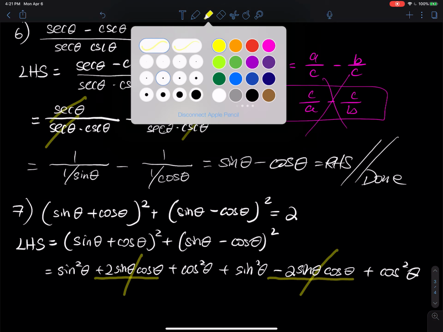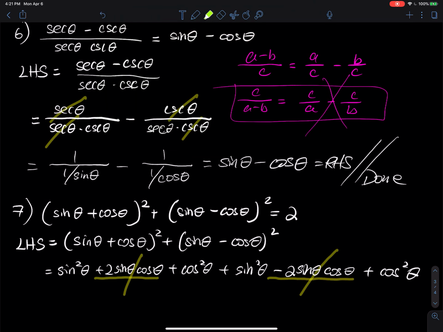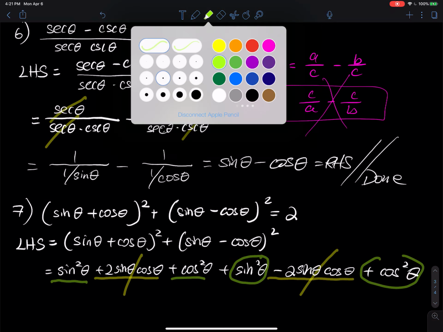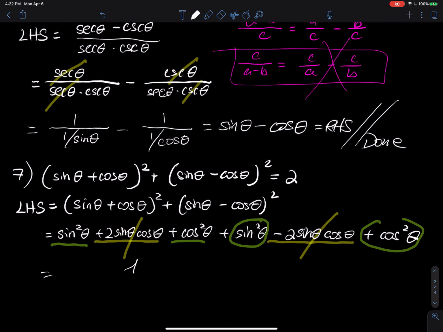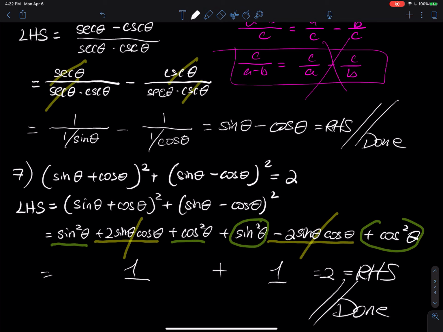Look. We have sine square, cosine square, and then another sine square, another cosine square. Pythagorean identities, right? So sine squared plus cosine squared, basically this is a 1. These two in circle is a 1. We have a plus between them, so that equals 2. That gives me a signature. Oh, not yet. Right-hand side, and then my signature slash, done. You can add a happy face if you like.